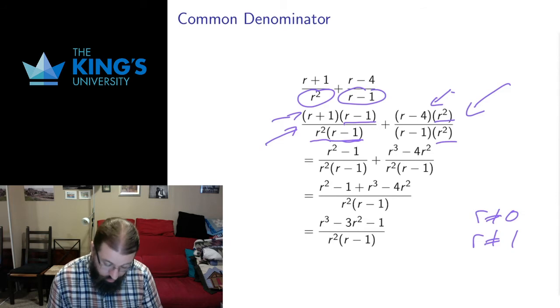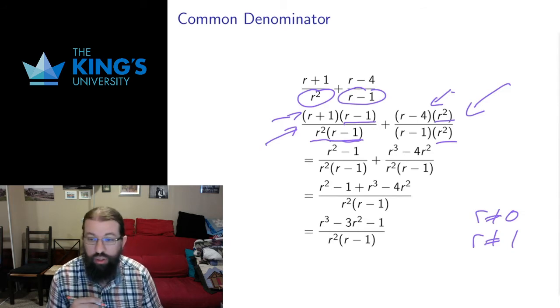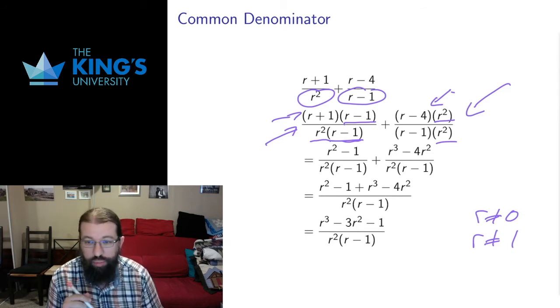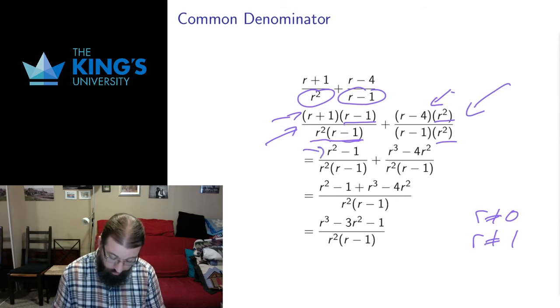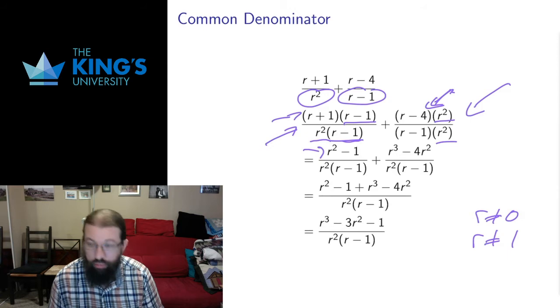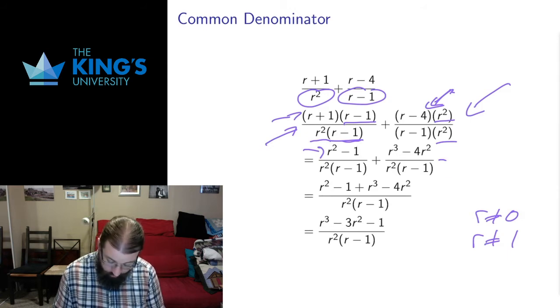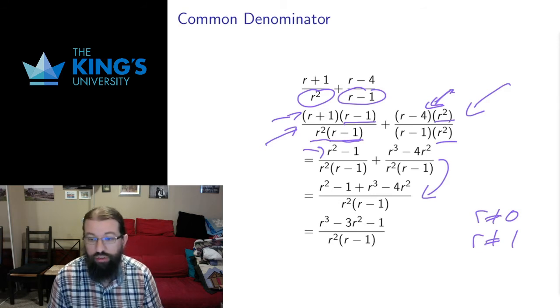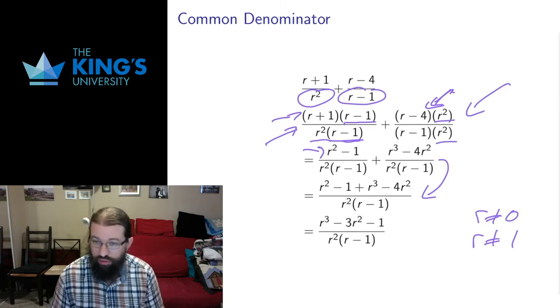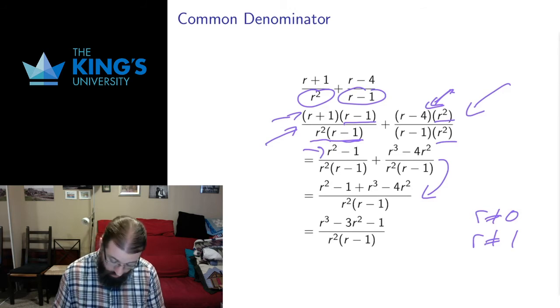Numerator in the top, r plus 1 times r minus 1. If you FOIL out that binomial, you will get r squared minus 1. In this numerator, multiply the r squared in, we get r cubed minus 4r squared. And now they have the same denominator, so I can just combine them into a single fraction with the same denominator, and the addition happens in the numerator. And then from there, I can group things I want.